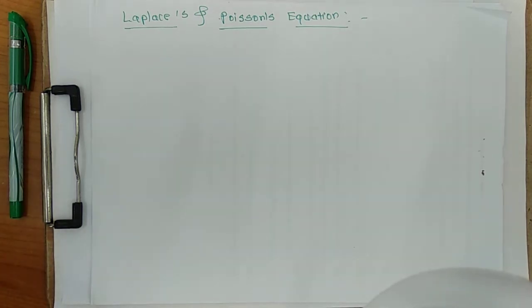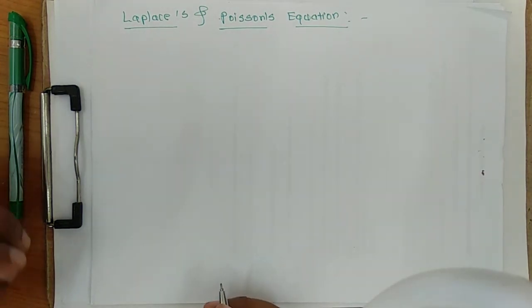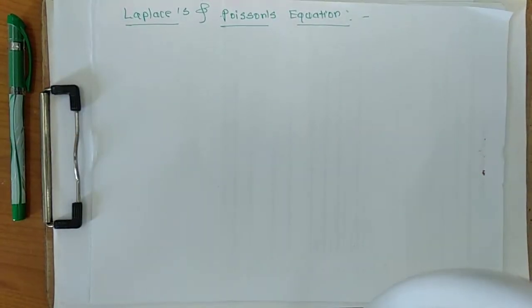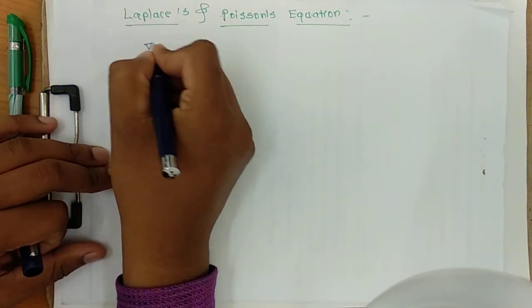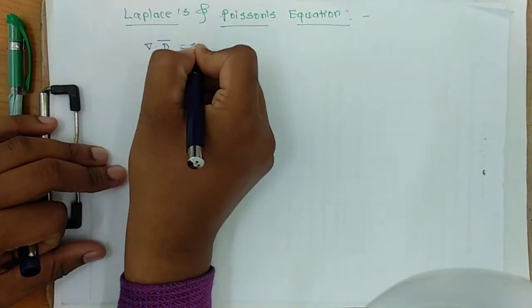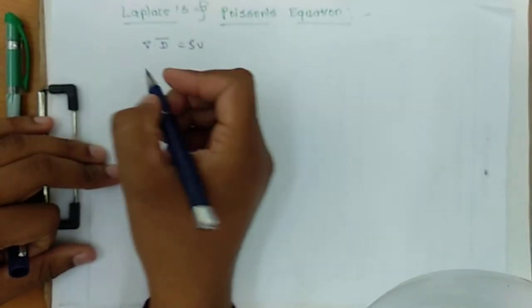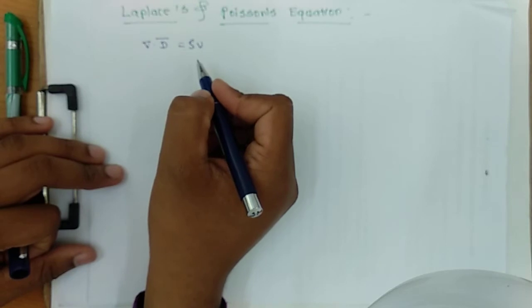First of all, we will see what the Laplace and Poisson's equations are, how we can derive them from the Gauss law and which parameters we have studied. From that we will study what the Poisson's equation is. Before that, we should understand the Gauss law in point form. The point form of the Gauss law is del dot D bar is equal to rho v. That is very important and required for us.